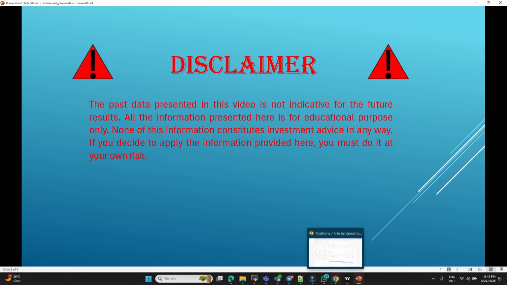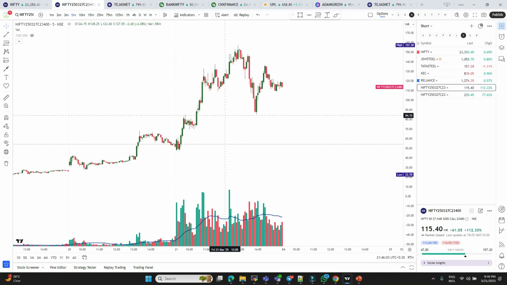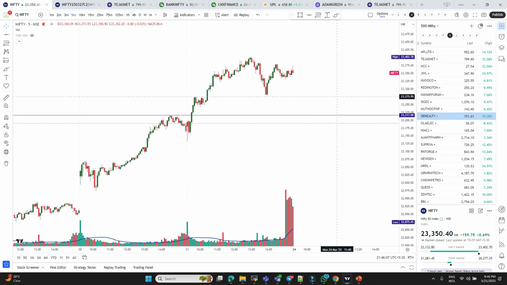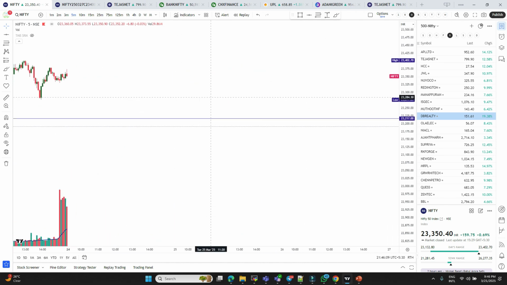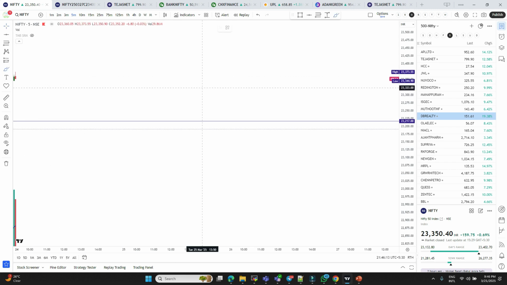Coming to the details, let me go to the chart. This is the Nifty chart. Today I am going to give you a few examples. What I explained yesterday, this is the market structure.